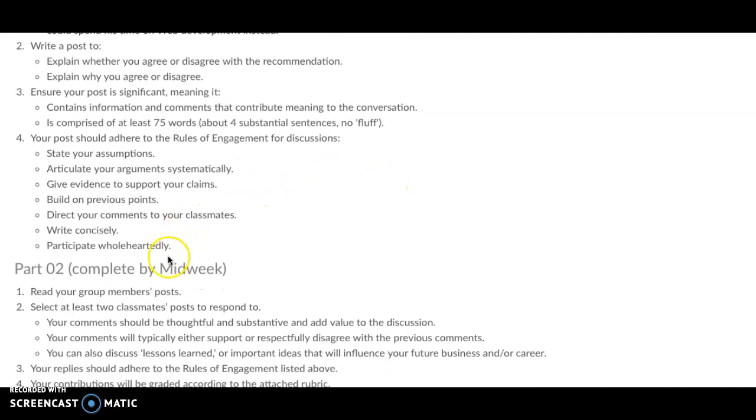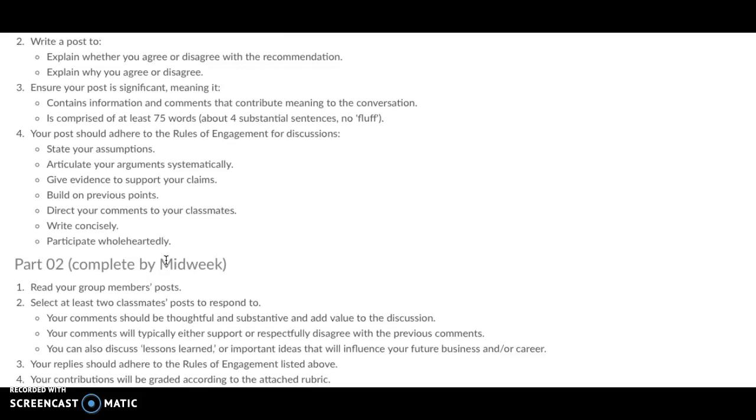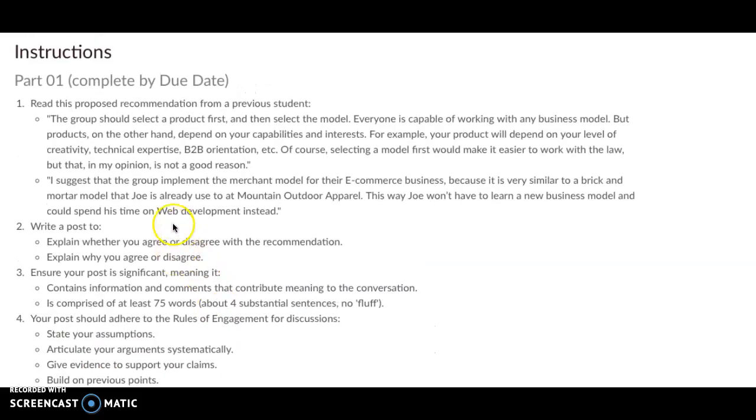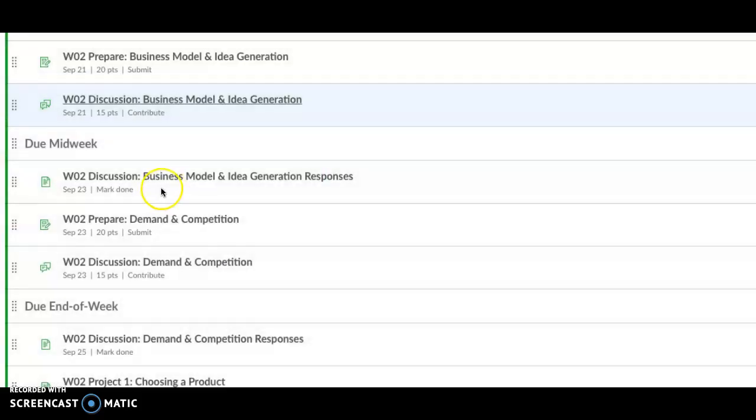And then part 2 to be completed by midweek, right? So that next due date, you need to respond to at least 2 of your classmates' posts, and this should also be thoughtful and substantive. If you're agreeing, saying thanks, that's good, but we need a little bit more than that in the discussion board for full credit. So at least 2 class members' posts is what you need to respond to, and then you need to post yours by that first due date. And you'll notice the two due dates here, September 21st for that first discussion board post and September 23rd for the responses.